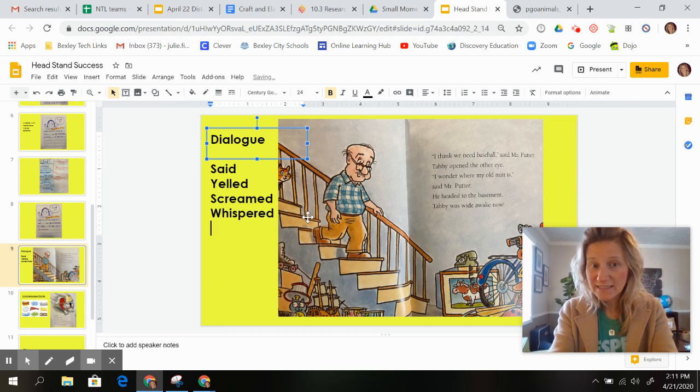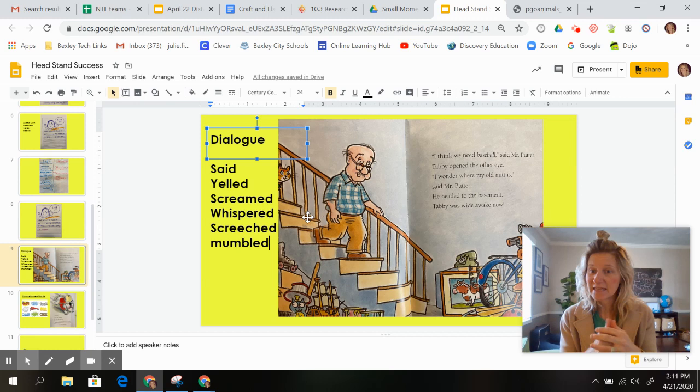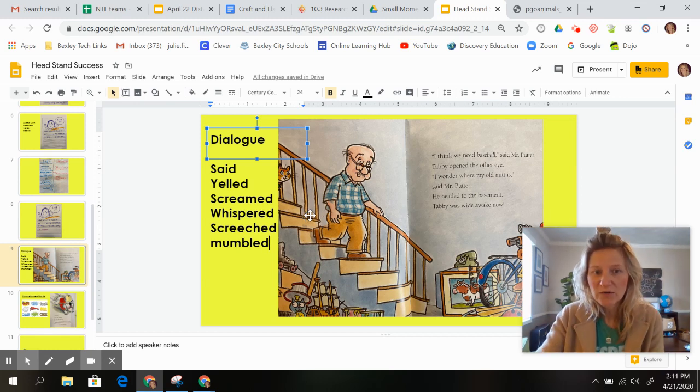If you're in a quiet situation, somebody could whisper. Somebody could screech it if they want their voice to be very loud, and maybe somebody mumbled it. So maybe somebody was feeling a little bit scared and they don't just say it, they mumble it. These are all great words to use to introduce talking in your story. And on this page, they just use the word said. And if you want to just use the word said, that's fine.